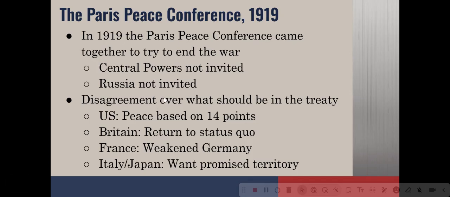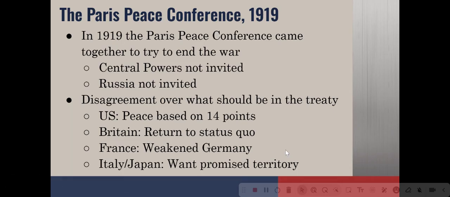At the peace conference, there's a disagreement over what should be in the treaty. The U.S. wants the peace based on the 14 points, that idea that Wilson has to prevent another war. Self-determination, freedom of the seas, free trade, disarmament, those things. Britain wants to return to the status quo. They were the most powerful nation on the planet before the war. They want to go back to how everything was before the war. They will stay the most powerful. They'll be able to rebuild their economy, rebuild their empire.